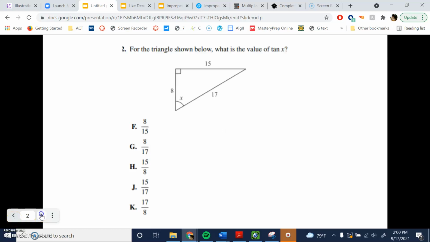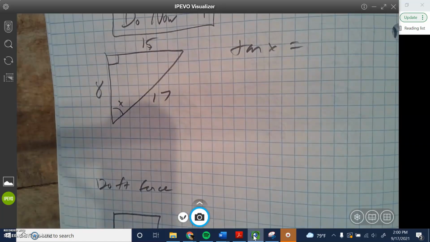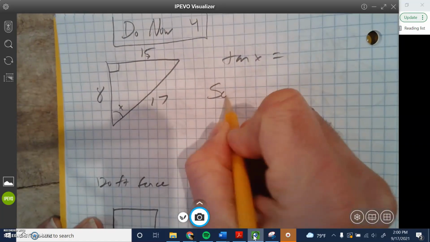All right, first one. Right here, find the tangent of x. SOHCAHTOA. Ready, set, pause the video, go. All right, let's see what we do. First thing we always do.